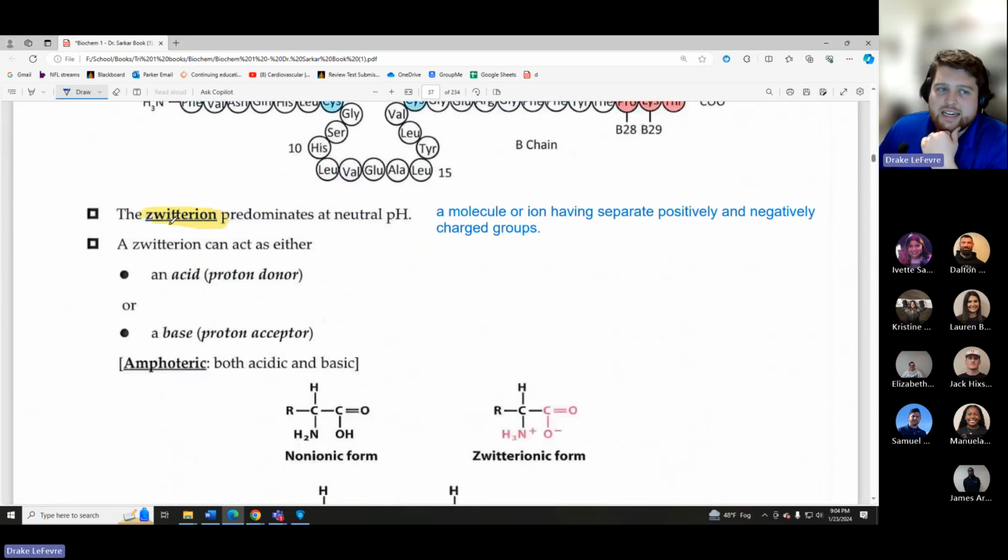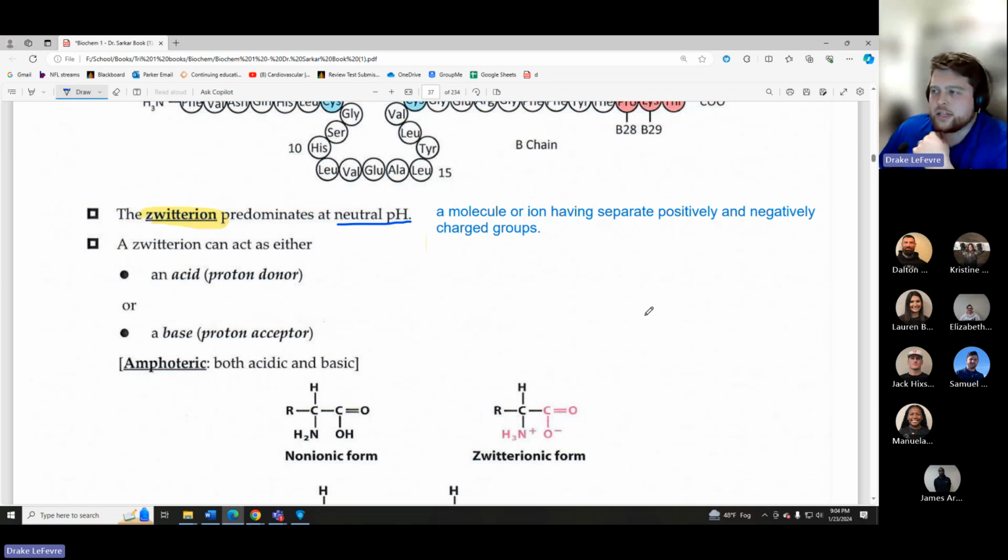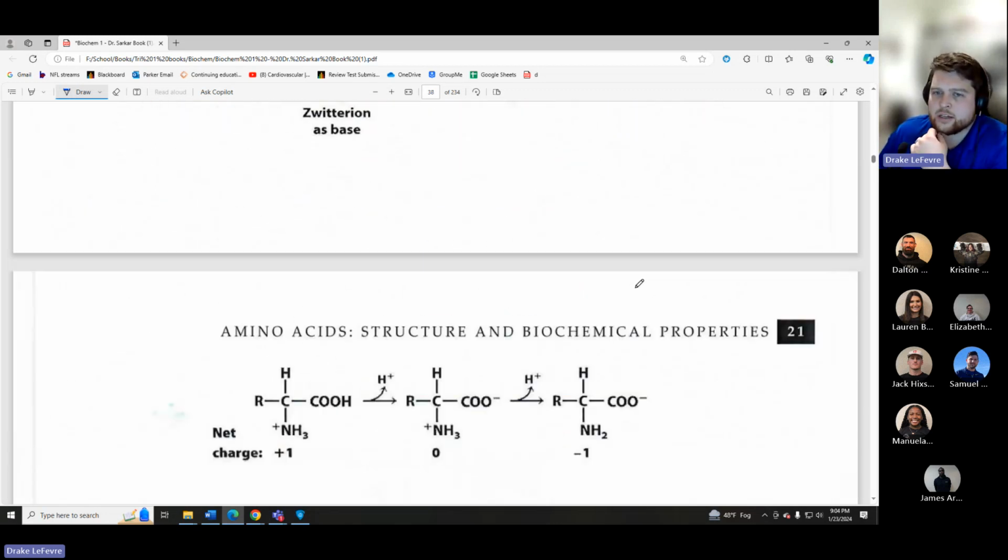Okay, we have a zwitterion. Just know the definition of this. At neutral pH, it's a zwitterion, which means it can act as either an acid or a base. A lot of our amino acids at neutral pH are zwitterions, so they can act as either an acid or a base, depending on what they need to do.